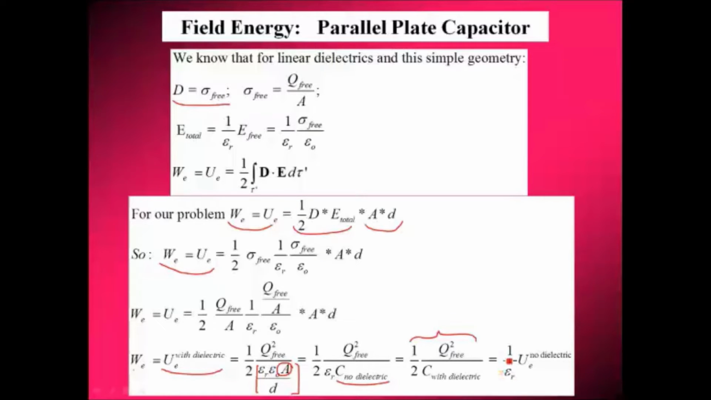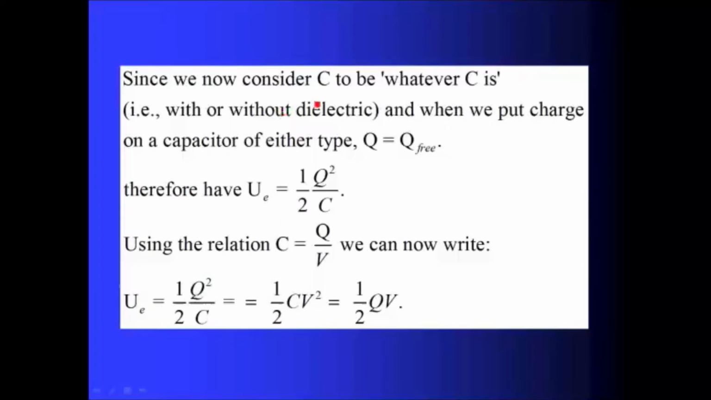When you look at the energy densities, if you have the same free charge, the energy with the dielectric is actually less than the energy without the dielectric. We consider C to be whatever it is, with or without a dielectric. When we put charge on a capacitor of either type, we always get the free charge that we're interested in onto the plates. So we've already shown that that's equal to 1/2 Q squared over C.